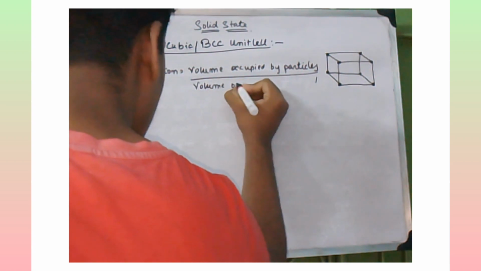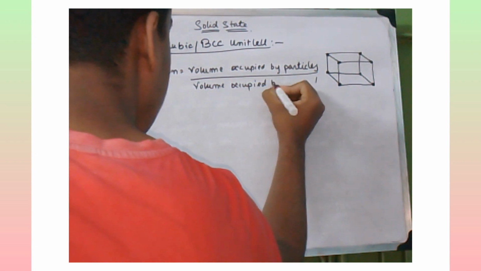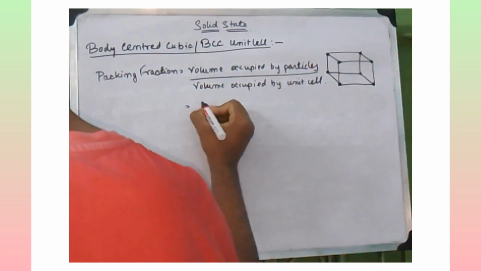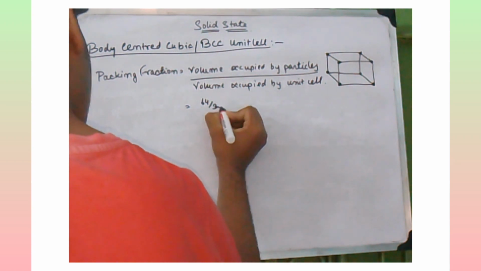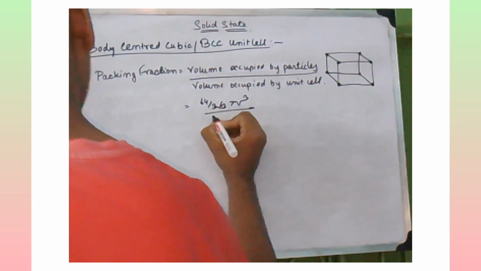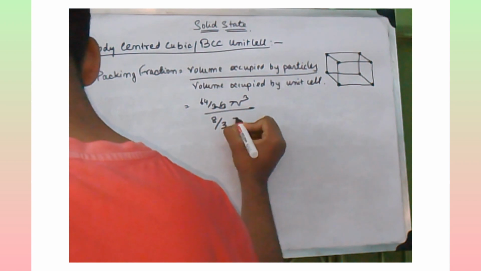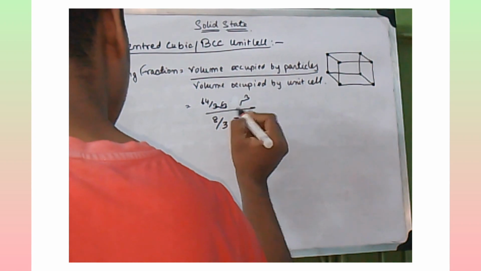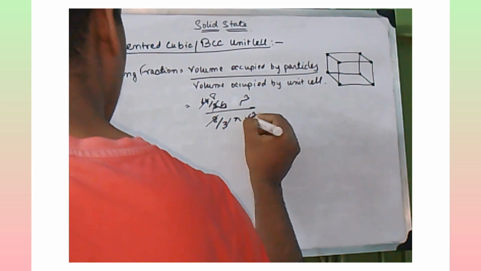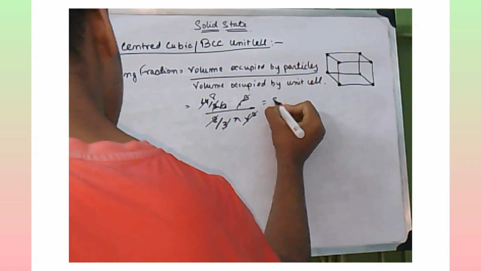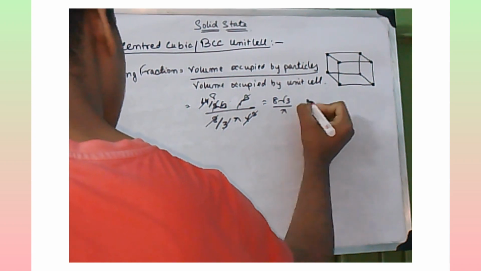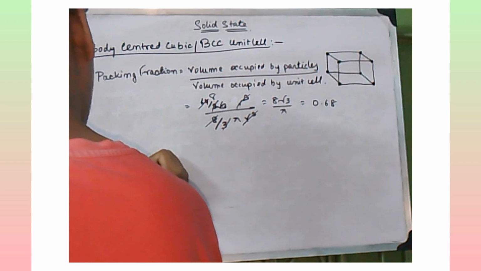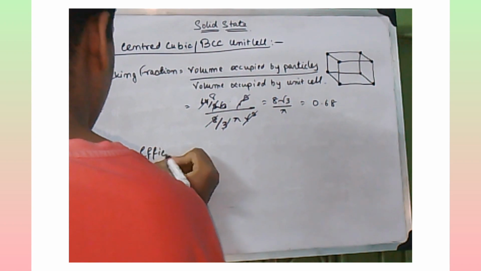For packing fraction, the formula will be the same as that of the face centered and the primitive unit cell. It will be volume occupied by the particles divided by volume occupied by the unit cell, which will equal 64 divided by 3 root 3 r cube, divided by 8 by 3 pi r cube, which will result to 8 root 3 divided by pi, which will result to 0.68.